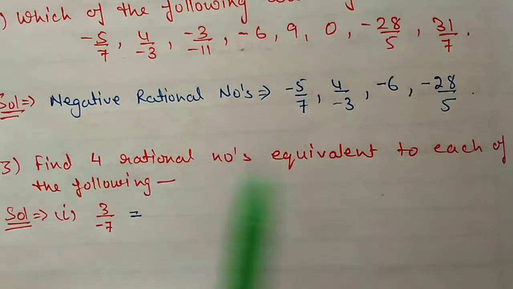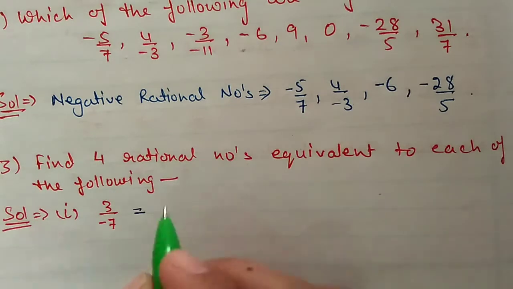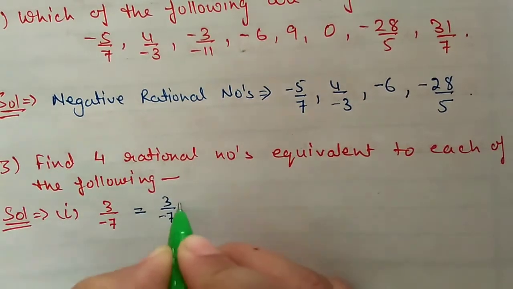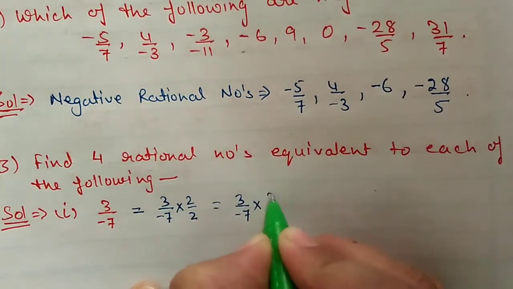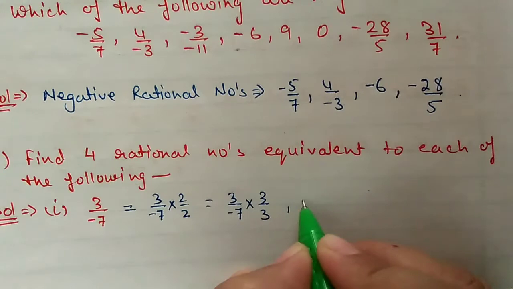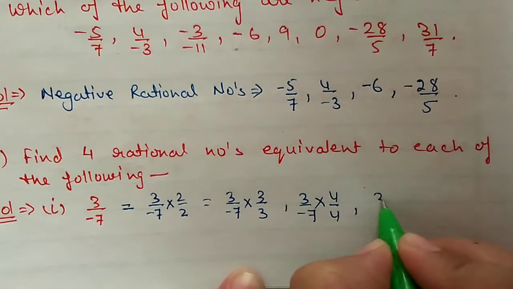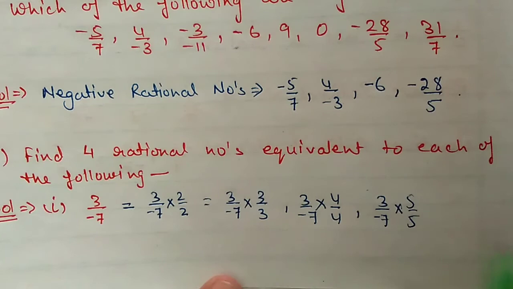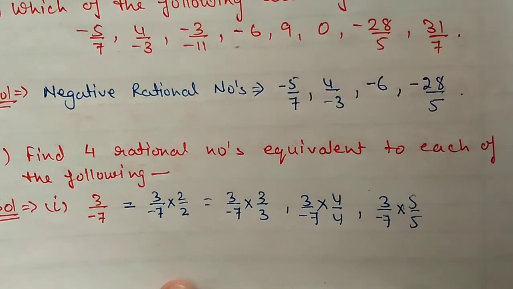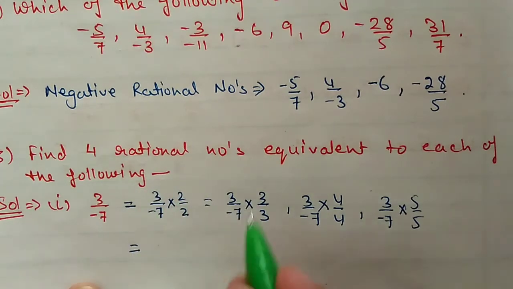Next, question number 3. Find 4 equivalent rational numbers to each of the following. So first is 3 by minus 7. 4 equivalent numbers you have to find out. So first multiply it by 2 up and down. Then multiply it by 3, and then 4. Next 5. You can choose any number. It is not compulsory to use 2, 3, 4, 5. You can multiply with 6, 7, 8 or any other number. But if you have a choice, in that case always choose an easy number.